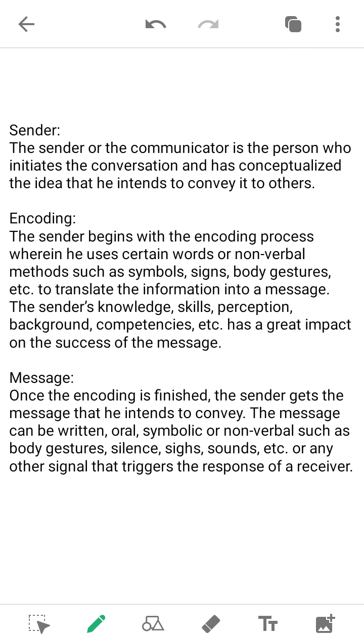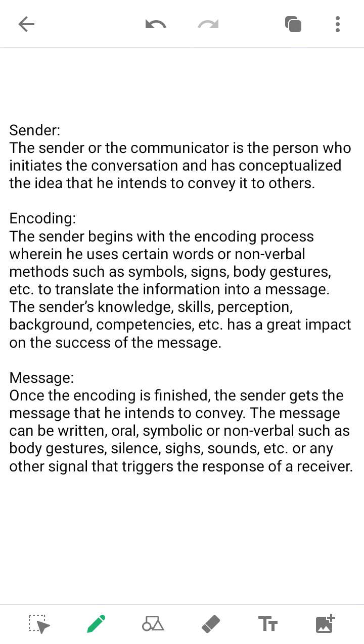Sender. The sender or the communicator is the person who initiates the conversation and has conceptualized the idea that he intends to convey to others. Encoding. The sender begins with the encoding process, wherein he uses certain words or non-verbal methods such as symbols, signs, body gesture, etc. to translate the information into a message. The sender's knowledge, skills, perception, background, competencies, etc. have a great impact on the success of the message.